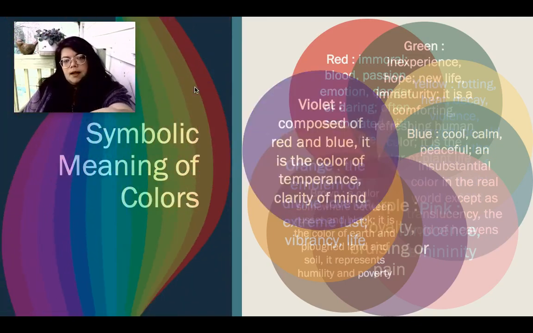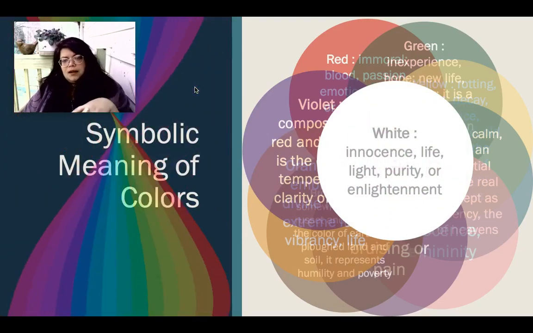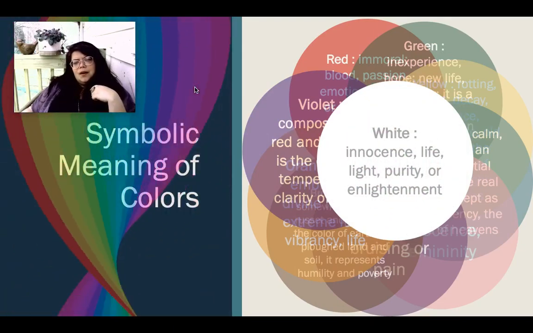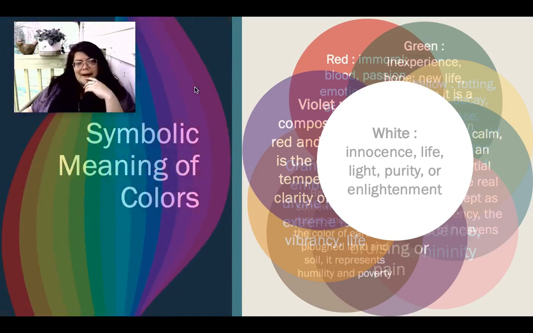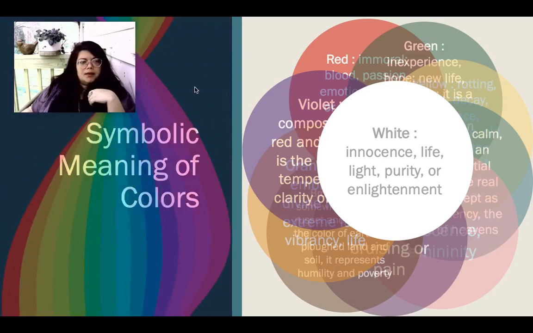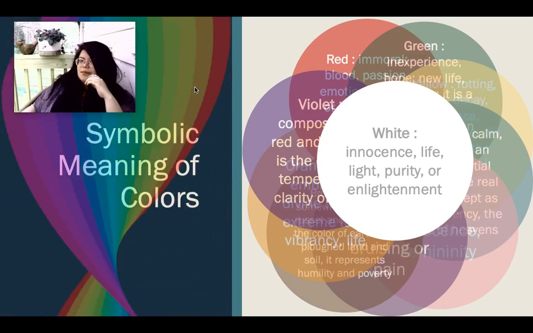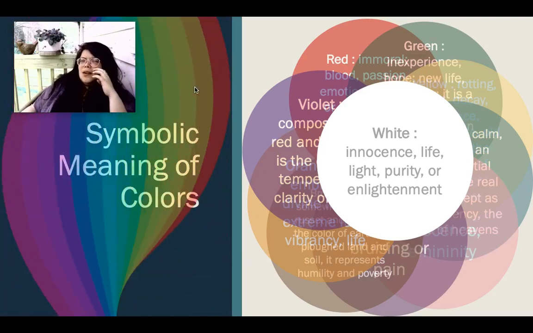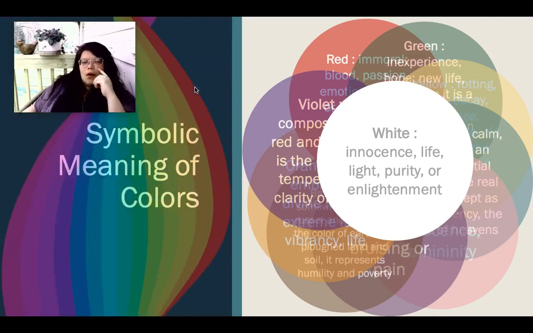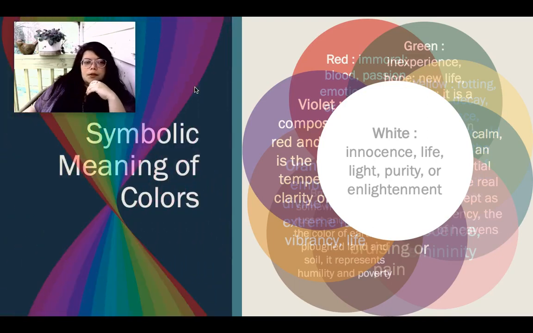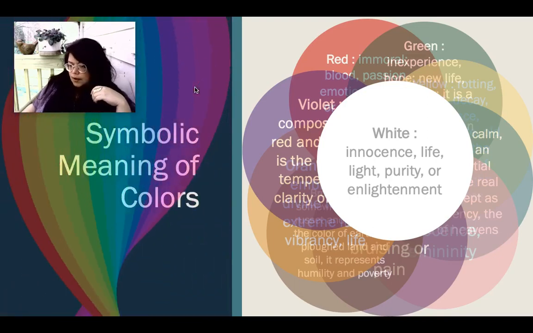Right. And then lastly, white. White is innocence, life, light, purity, or enlightenment. Right. We know that white is often used as this sort of holy presence. Consuming holy presence, we could argue.